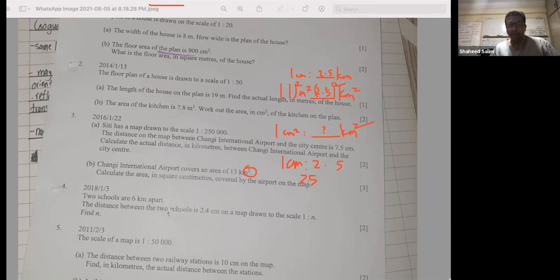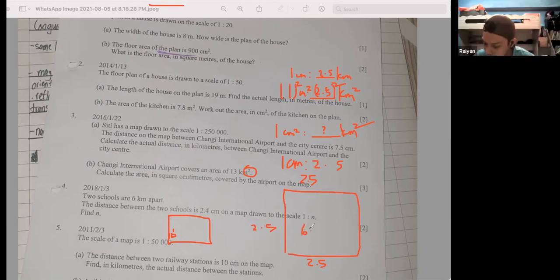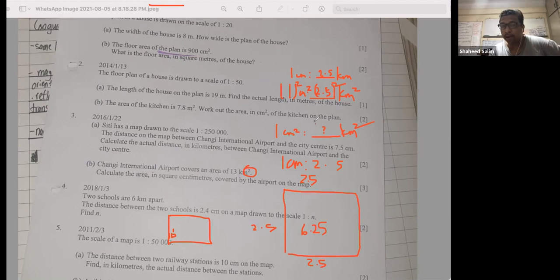This is the map. Okay, I draw the map now. We have 1 cm square down here. What is the thing? 1 times 1, length and breadth. In reality, in Singapore Island, it is 2.5 km times 2.5 km. So what do you get now? 2.5 times 2.5 is 6.25. So now 1 square cm represents 6.25 km square.